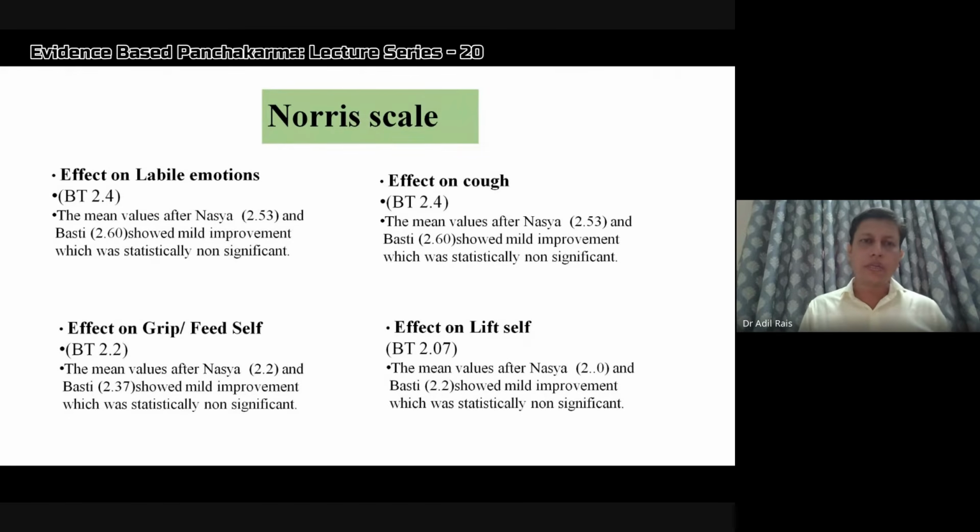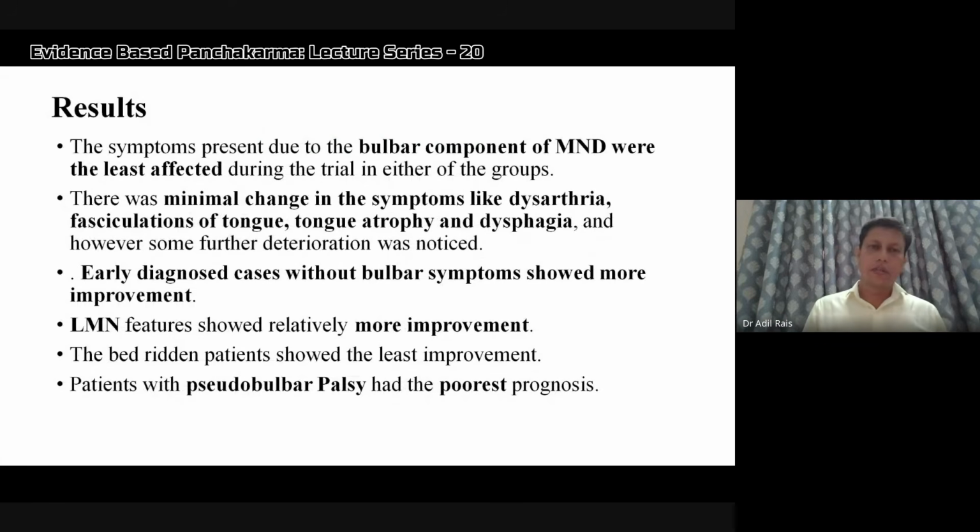Now, coming to the Norris scale, most of the features here showed some improvement, very mild improvement, but none of the features were statistically significant. The symptoms due to the bulbar component of the motor neuron disease were the least affected during the trial in either of the groups. There was minimal change in symptoms like dysarthria, fasciculations and atrophy of the tongue, and dysphagia.